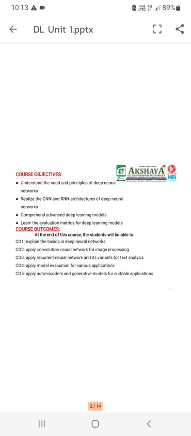At the end of the course, the students will be able to explain the basics in deep neural networks, apply convolution neural network for image processing, apply recurrent neural network and its variants for text analysis, apply model evaluation for various applications, and apply encoders and generative AI models for suitable applications. These 5 are the course outcomes.